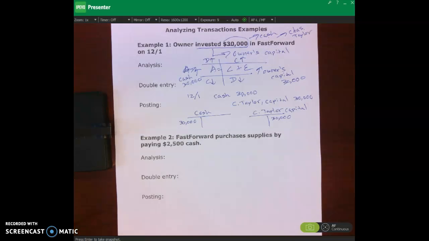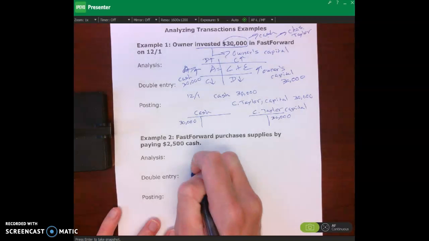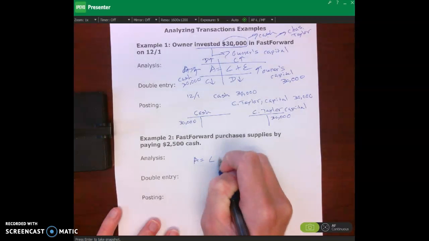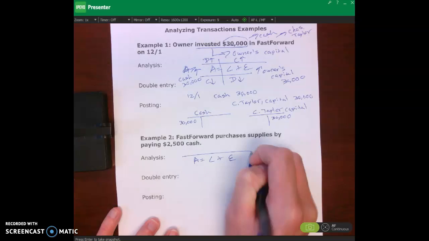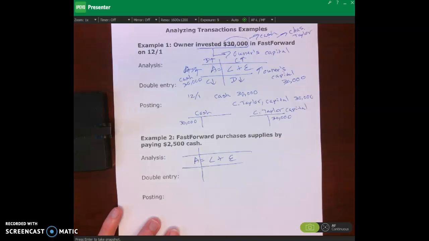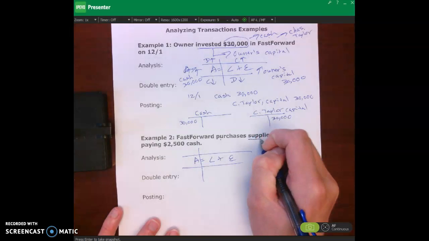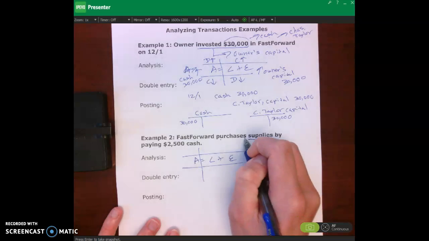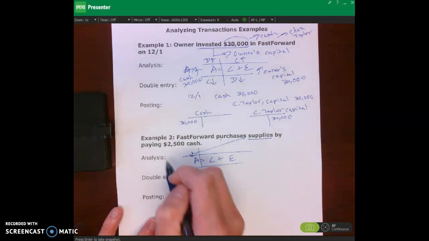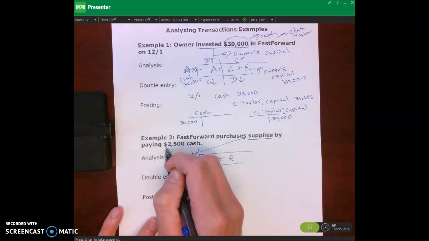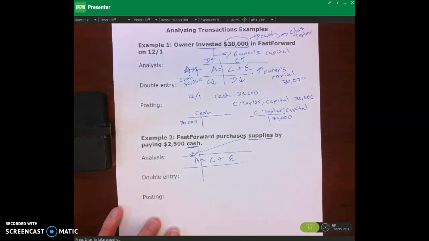Okay. So let's look at this next one. Example 2, Fast Forward purchases supplies by paying $2,500 cash. I write out my accounting equation. Right? What things are being affected? Well, purchases supplies. Where do I put supplies in terms of the accounting equation? That is an asset. By paying $2,500 cash. That's my other keyword, cash.